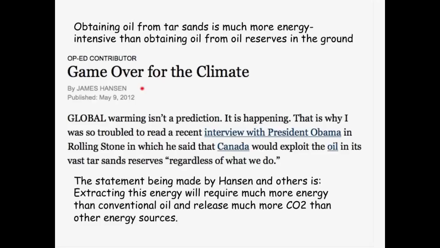And so this is dealing with policy, but the statement and the underlying premise that Hansen and others are using is that extracting the energy from tar sands will require much more energy, the energy embodied to get that fossil fuel energy out, than conventional oil, and it will release much more CO2 than other energy sources. And to answer this, you need to do a life cycle assessment. You need to do whole system analysis of how you get the energy out of the ground, how you transport it, and then how you use it and what happens afterwards.